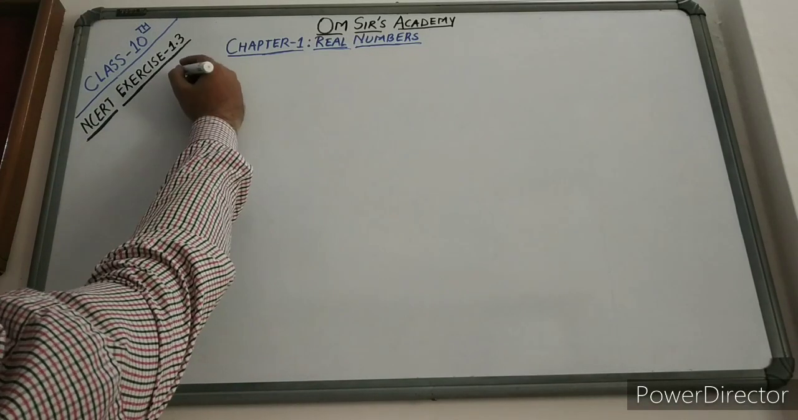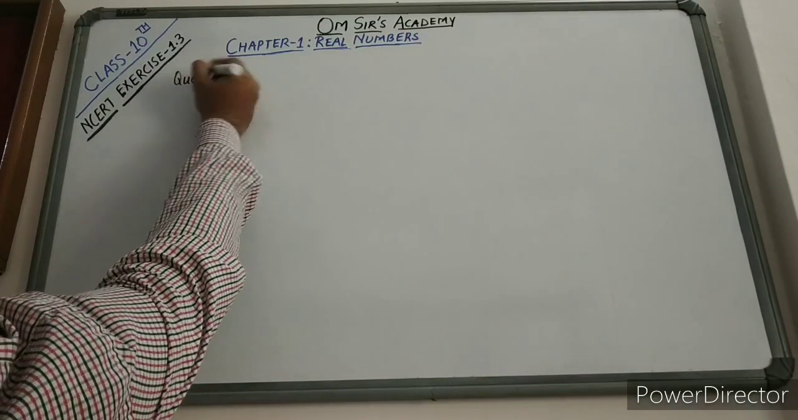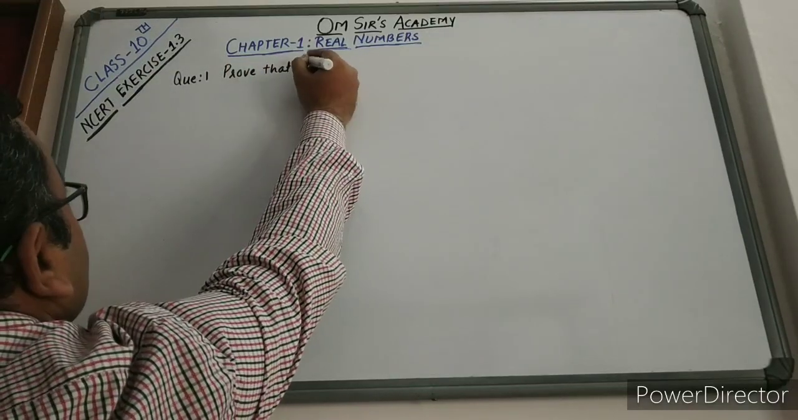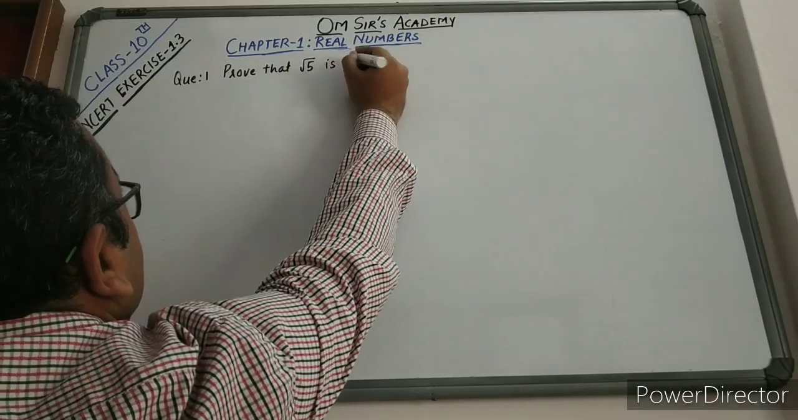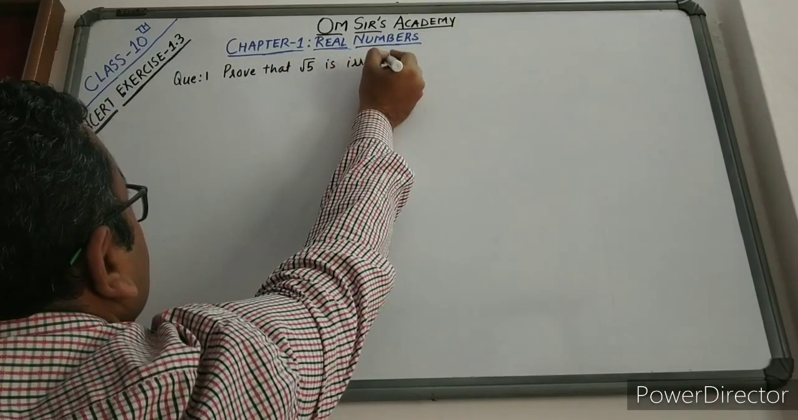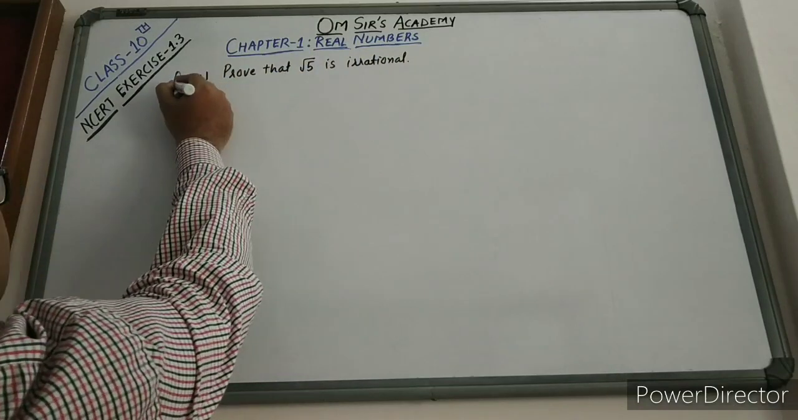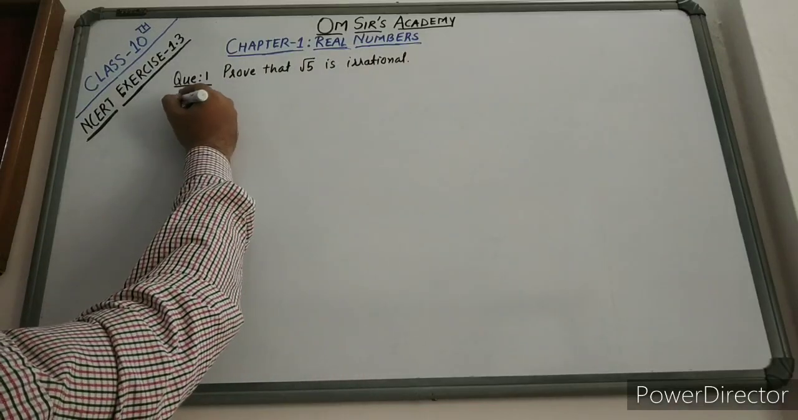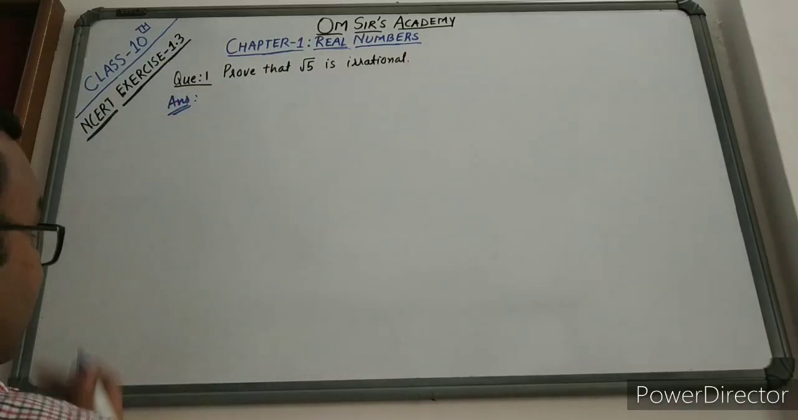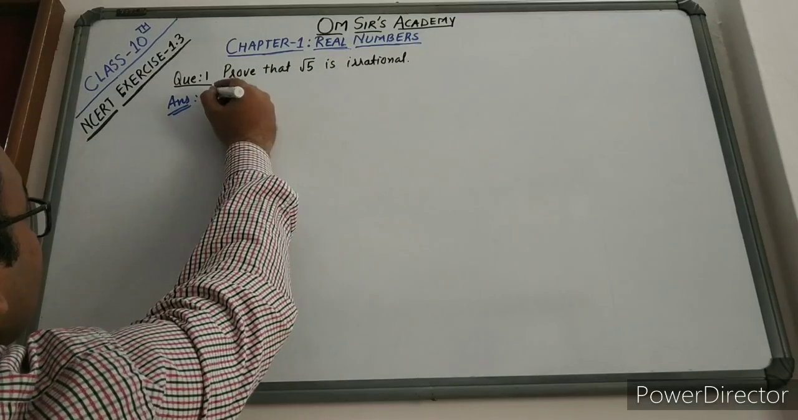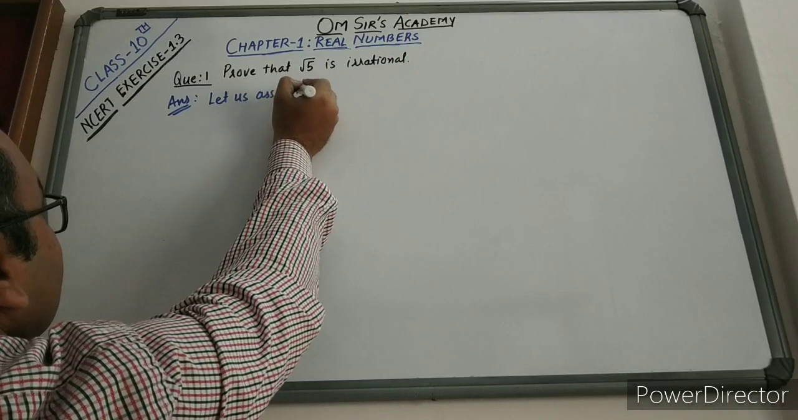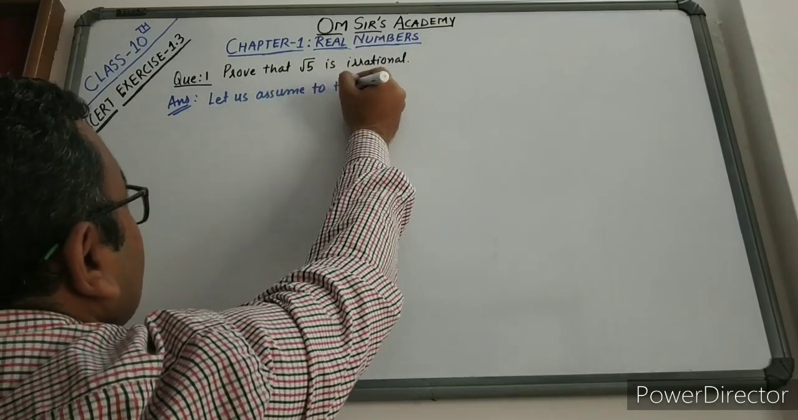The first question says, prove that root 5 is irrational. Okay, so we have to prove that root 5 is an irrational number. So how we will prove? Now you are familiar with this type of questions, friends. So what we will do? Let us assume to the contrary.